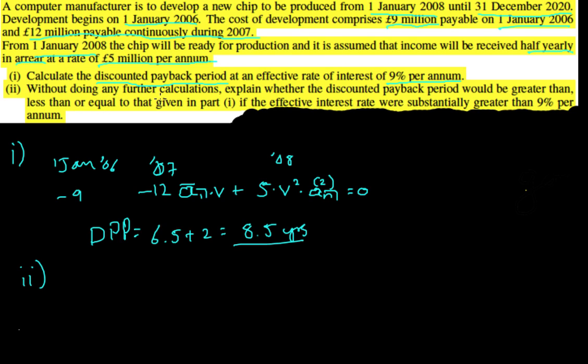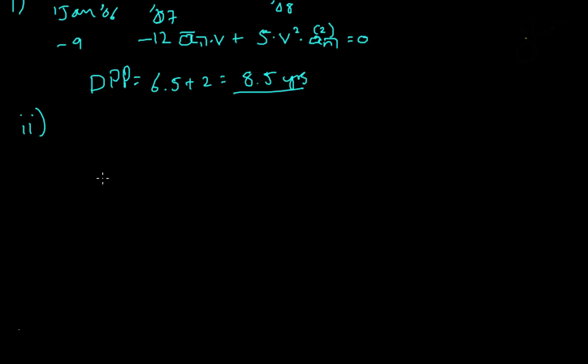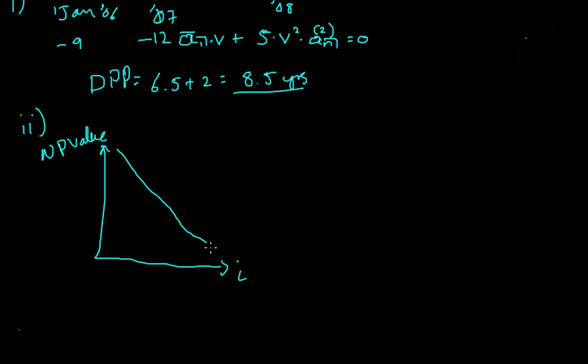Now, without doing any further calculations, explain whether the discounted payback period will be greater than, less than, or equal to that given in part I if the effective interest rate was substantially greater than 9% per annum. So I guess this just comes down to a bit of logic. If you understand that, let's say, the interest rate and let's just say net present value, there is an inverse relationship there.